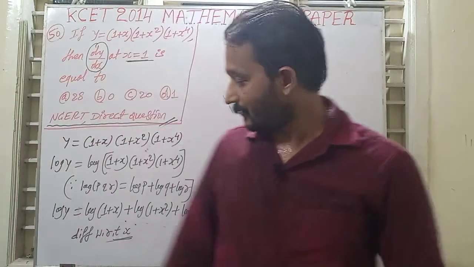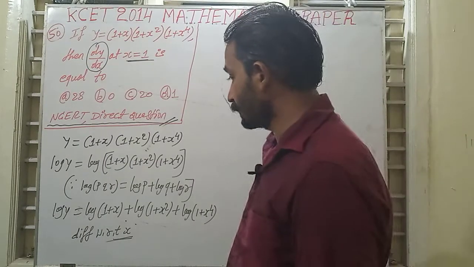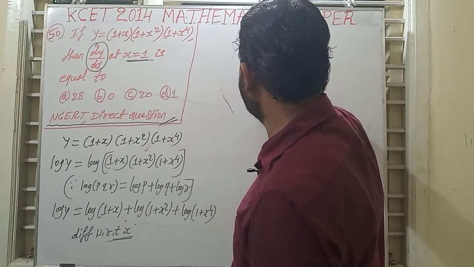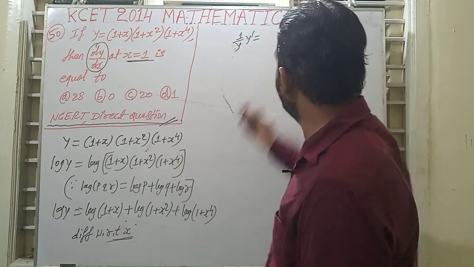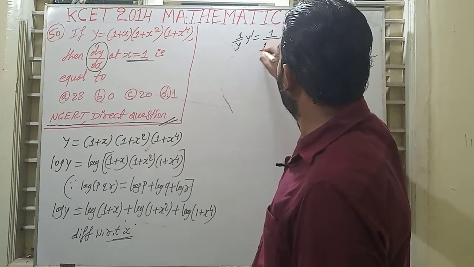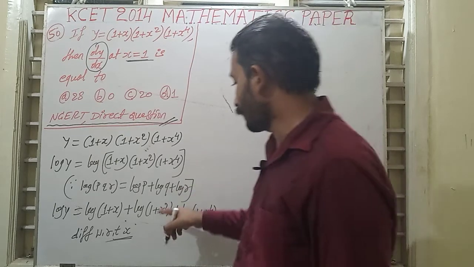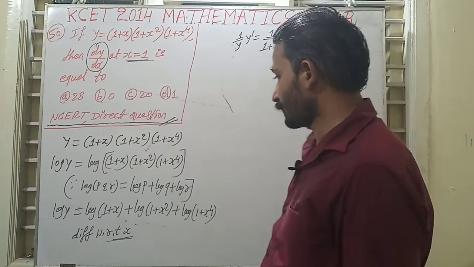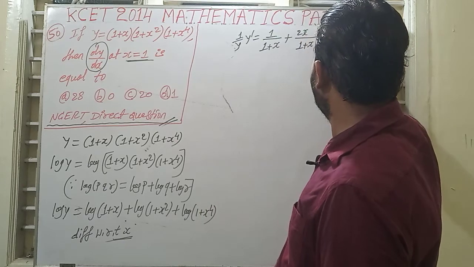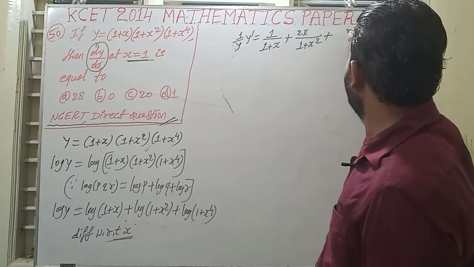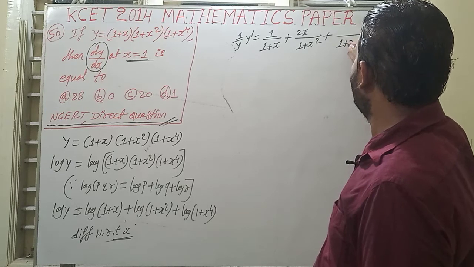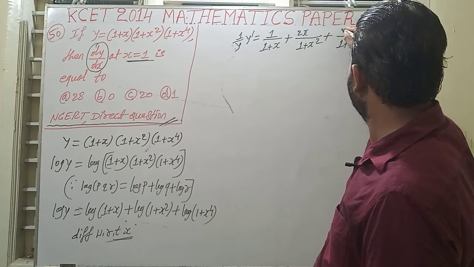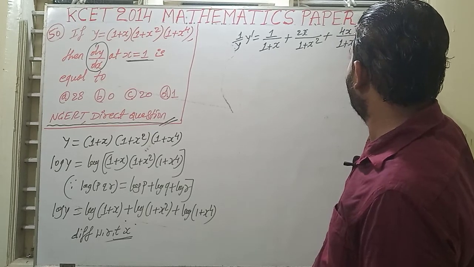So now left hand side differentiate first. It becomes 1 by y into y dash is equal to 1 divided by (1 plus x), plus 1 divided by (1 plus x square) into, once again differentiating 1 plus x square, 2x, plus same way 1 divided by (1 plus x to the power of 4), again differentiate 1 plus x to the power of 4, 4x to the power of 3.